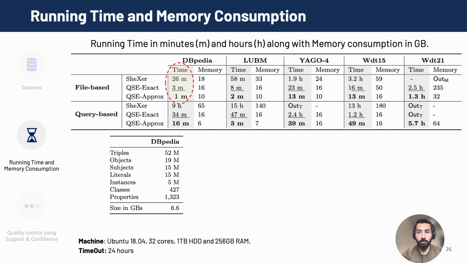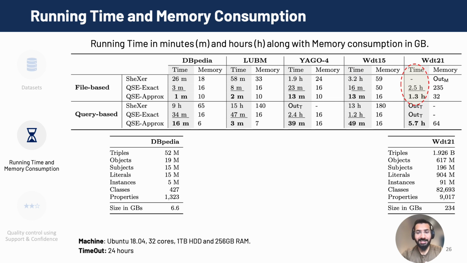QSE exact took only 3 minutes to extract shapes from DBpedia, which contains 52 million triples and 5 million instances, while the approximate variant only took 1 minute. Shexer took 26 minutes. The memory consumption for QSE was less than 16 GB for both variants, while Shexer required 18 gigs of memory. On Wikidata, Shexer went timeout. QSE exact took 2.5 hours with 235 gigs of memory consumption, while approximate took only 1.3 hours with 32 gigs of memory. These results show the efficiency of our approach.